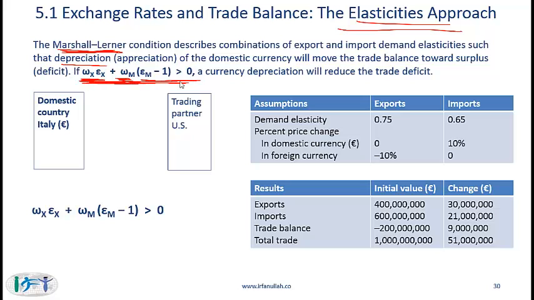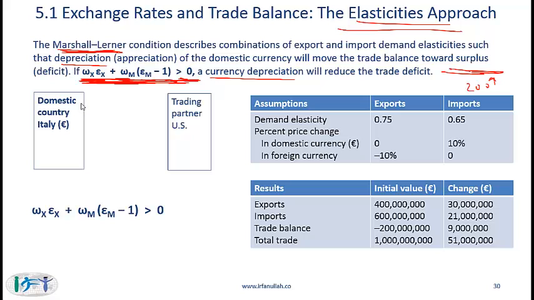If this condition holds, this condition being that expression being greater than 0, then a currency depreciation will reduce the trade deficit. So if the trade deficit, for example, is 200, which means that imports are more than exports, and this condition holds and the currency depreciates, then the trade deficit will become less. Let us look at an example and then we will go back to this formula.